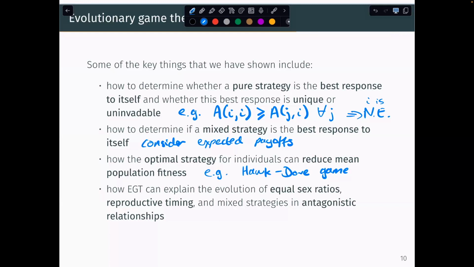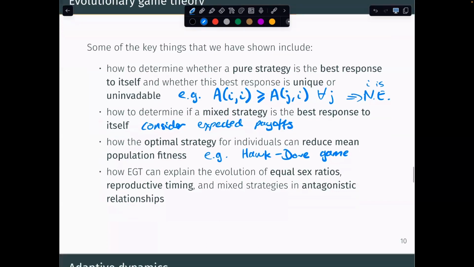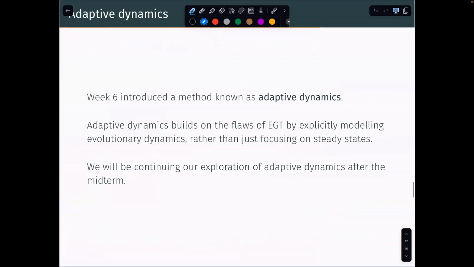Finally, we looked at how evolutionary game theory can explain a variety of different biological problems, things like equal sex ratios. Again, this is kind of a null scenario: if we don't see equal sex ratios, then something must be going on in terms of, say, parental investment in male or female offspring. This is a classic example of frequency-dependent selection. We talked about things like reproductive timing as well, and mixed strategies and antagonistic relationships.